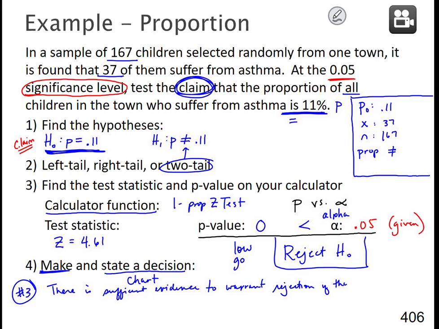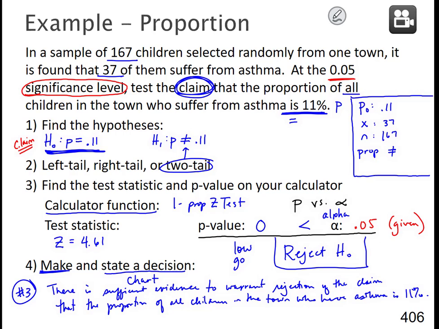of the claim that the proportion of all children in the town who have asthma is 11%. Sometimes those are shorter sentences. This one was a little longer, but you're going to start with the sentence prompt from the chart and then finish it with the claim from the problem.